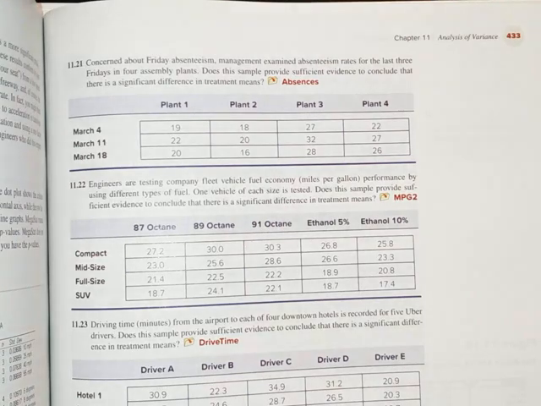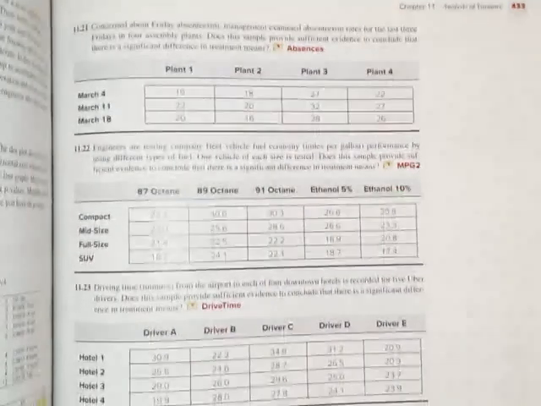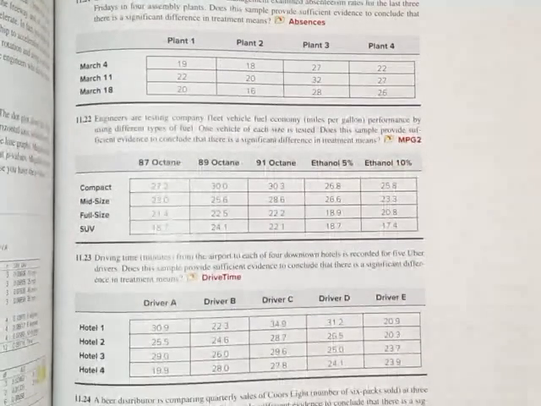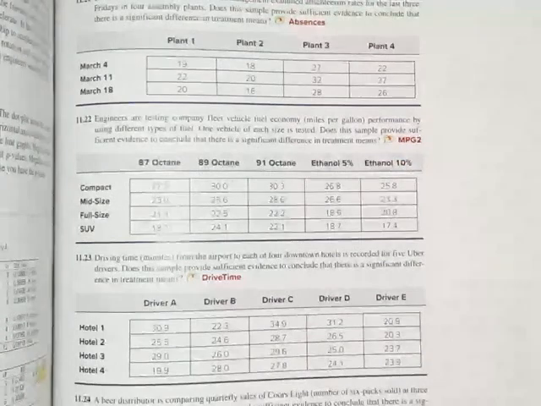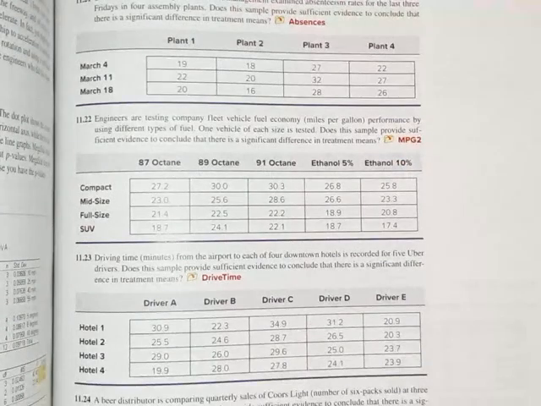Let's switch problems. Problem 23 here. Problem 23, we're driving from the airport to a downtown hotel. 4 different hotels downtown have drivers that measure the drive time from the airport for 5 different Uber drivers.